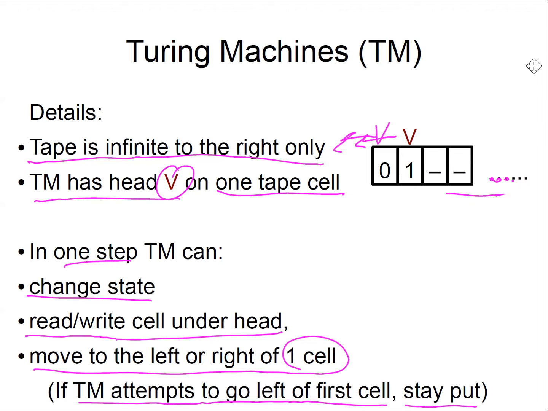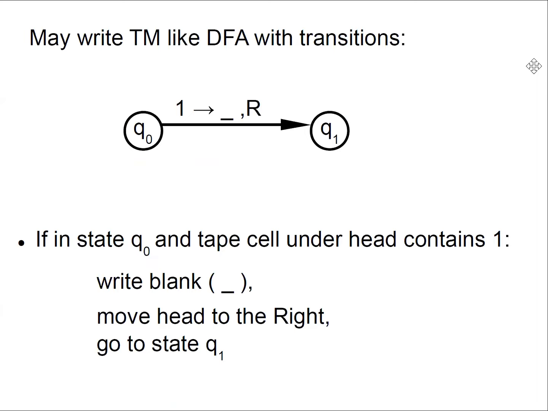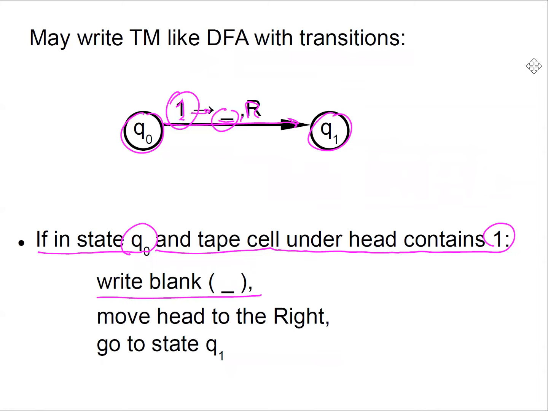We may write transitions for Turing machines just like DFAs. So we have a state Q0 and a state Q1, and we have a transition which is an arrow with label 1 goes to blank comma R. So what does this mean? It means if the machine is in state Q0 and the tape cell under the head contains a 1, then the machine should write blank on the tape, should move the head to the right, and should go to state Q1.